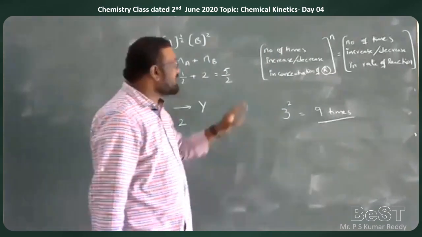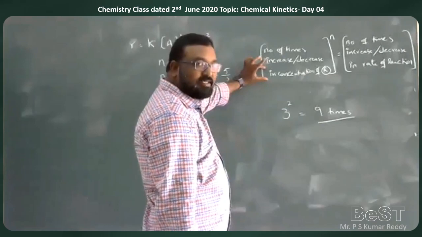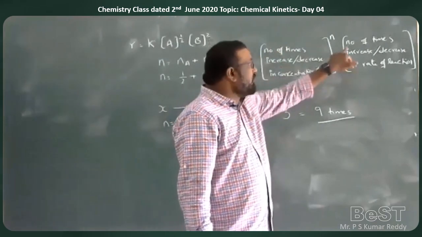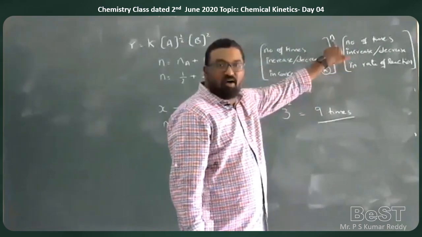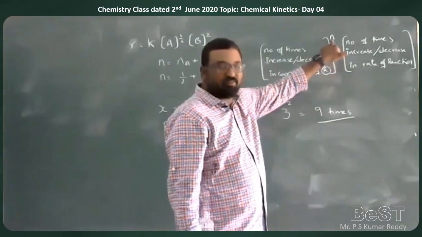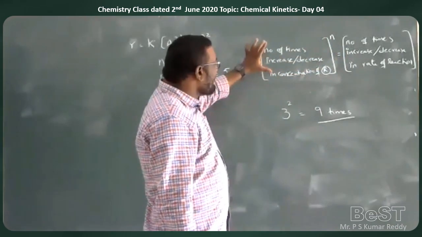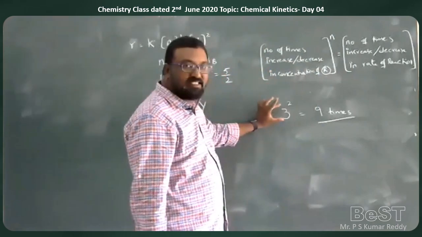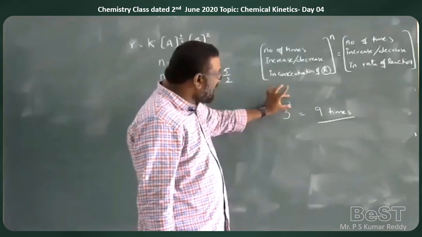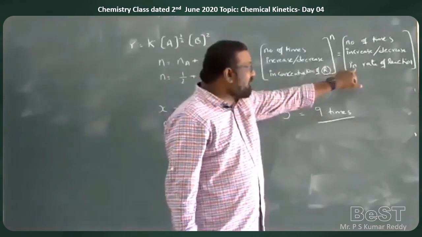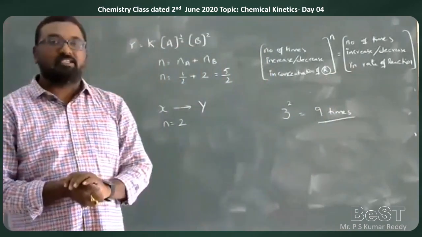So you have to remember this formula. Number of times increase or decrease in concentration of the reactant, to the power of n, equals the number of times increase or decrease in the rate of reaction. Here n is the order of the reaction. According to the problem, the concentration of X is tripled, that means increased by 3 times, and the order of the reaction is 2. So 3 to the power of 2 is equal to 9. That means the rate of reaction will be increased by 9 times.